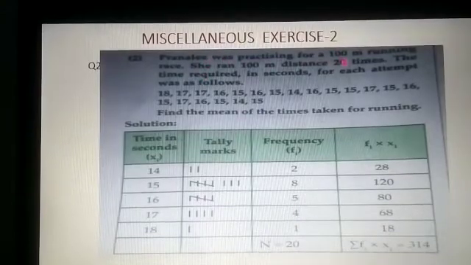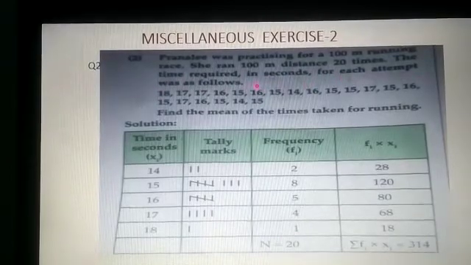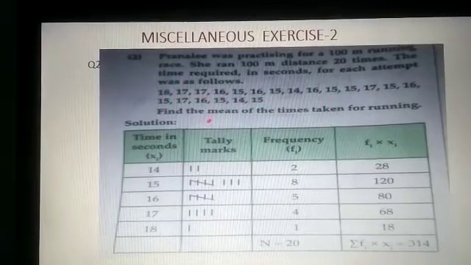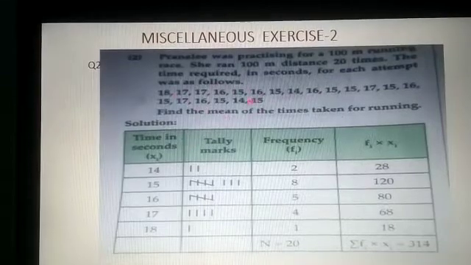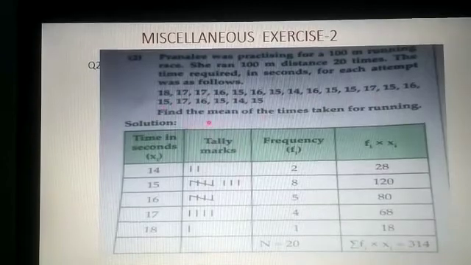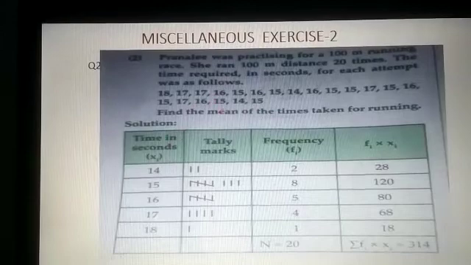Pranali was practicing for a 100-meter running race. She ran the 100-meter distance 20 times. The time required in seconds for each attempt was as follows. Now this is the time, and we have to note down this information in the form of a table. Now the time is given over here. Find the mean of the times taken for running. All the times are given in seconds.